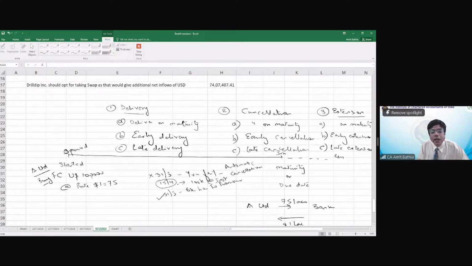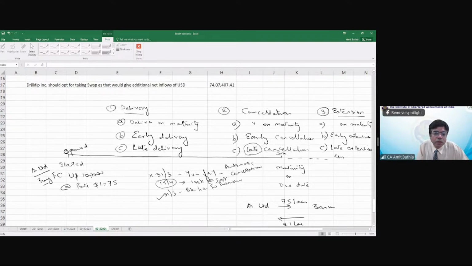Now, in order to avoid this, that I lose the benefit of the forward cover, I can always go for extension. If I already know that I will not be able to meet that deadline, I should be proactive and reach out to the bank for extension. The bank can essentially give me extension, in which case I can have extension on maturity, extension prior to my maturity, or even late extension.